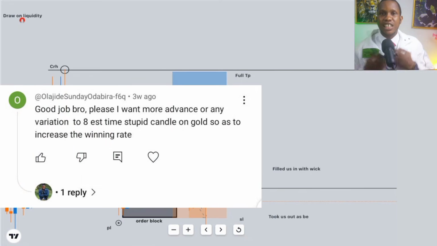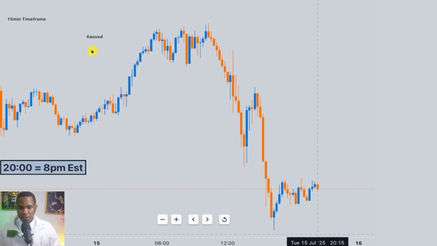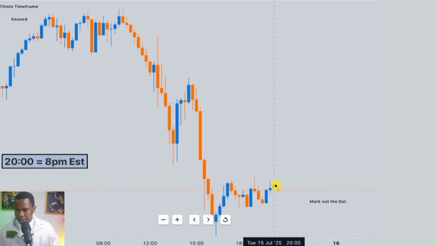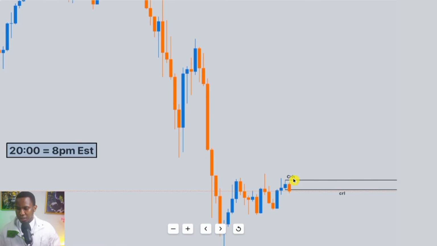So Oladiji Samuel said that he backtested this strategy and wants us to improve the win rate. Let's see. This is gold, 15 minutes time frame. This is our 8 p.m. candle. Mark out the draw on liquidity, which is our candle range low.